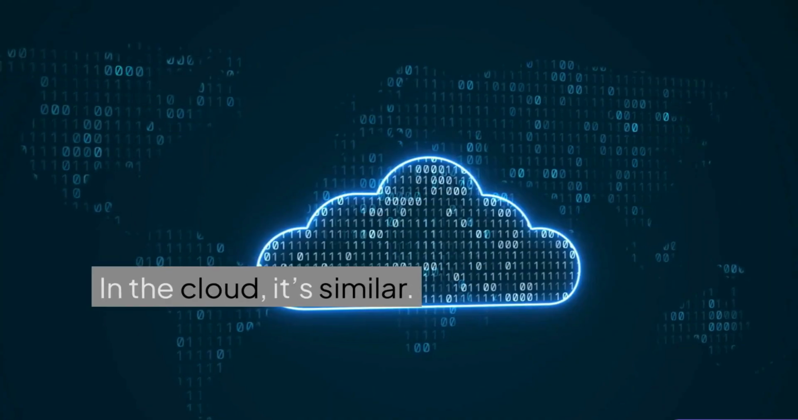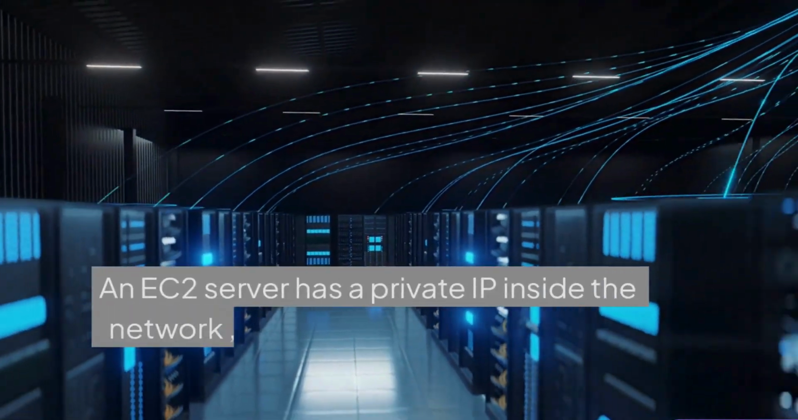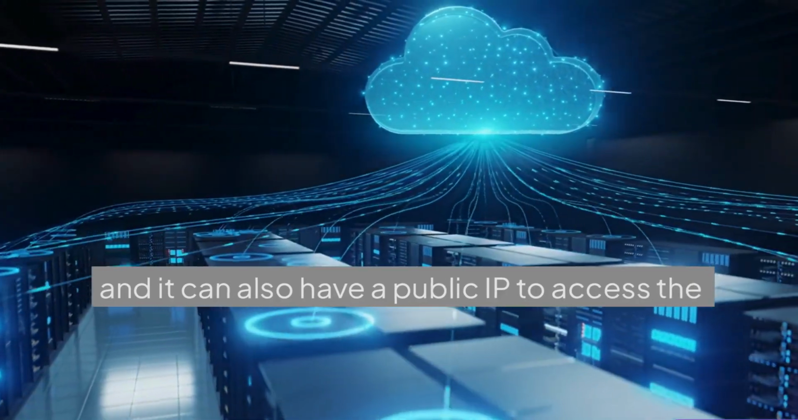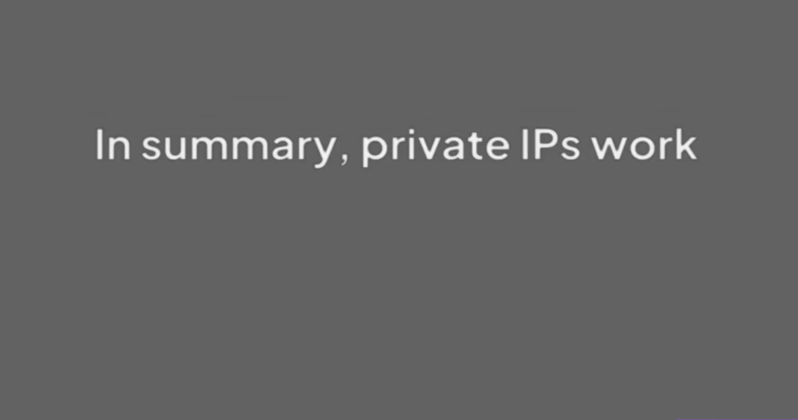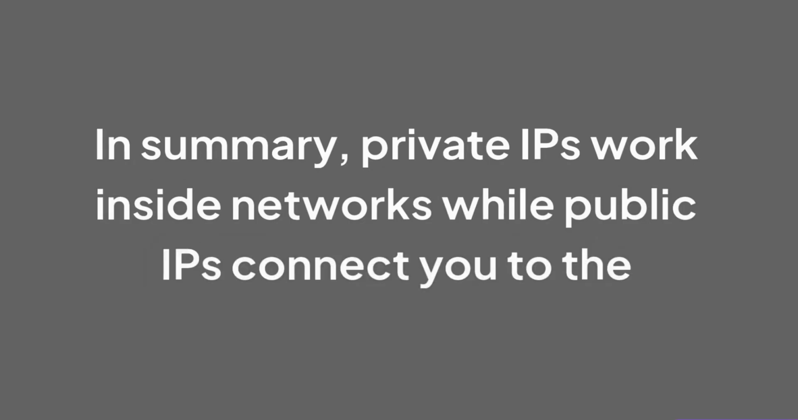In the cloud, it's similar. An EC2 server has a private IP inside the network, and it can also have a public IP to access the internet. In summary, private IPs work inside networks, while public IPs connect you to the world.